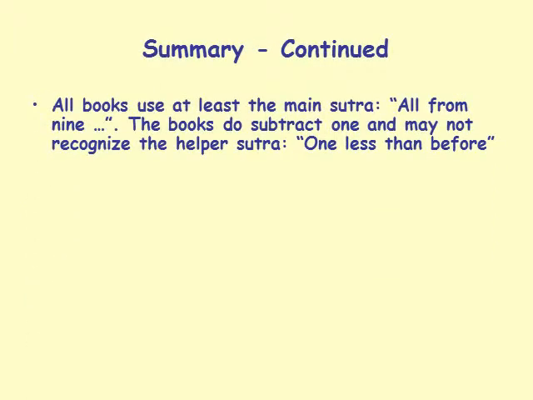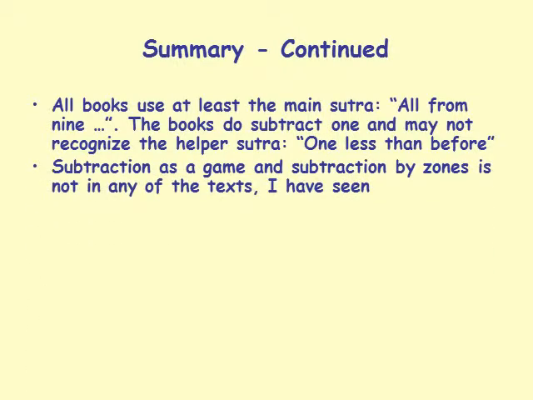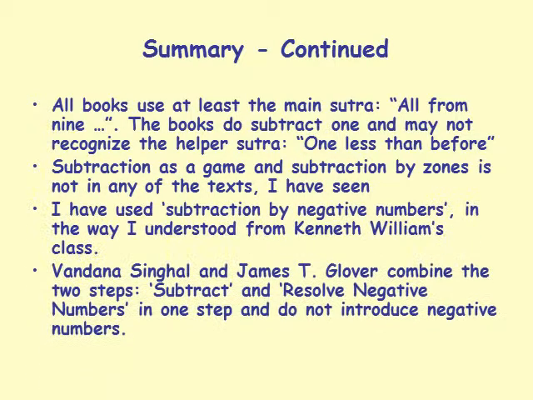Okay, let's continue. All books use at least the main sutra, all from 9 and last from 10. The books do not subtract 1 and may not recognize the helper sutra of 1 less than before, which I have recognized here. Subtraction as a game and subtraction by zone is not in any of the texts I have seen. I have used subtraction by negative number in the way I understood from Kenneth Williams' class in the teacher's training class.